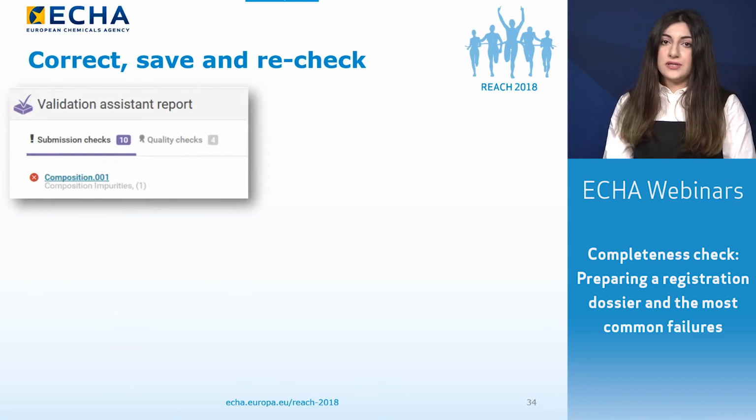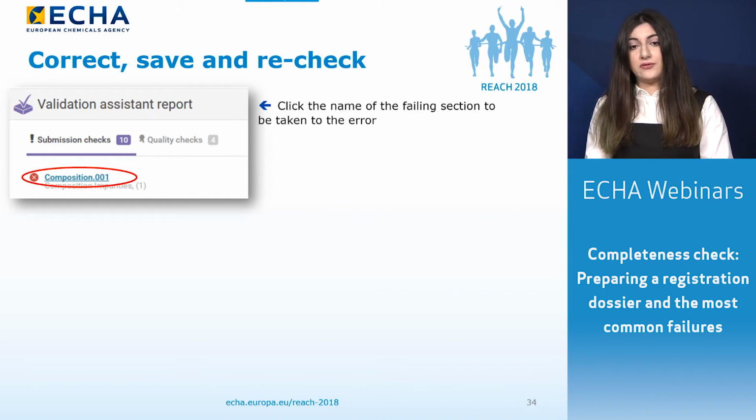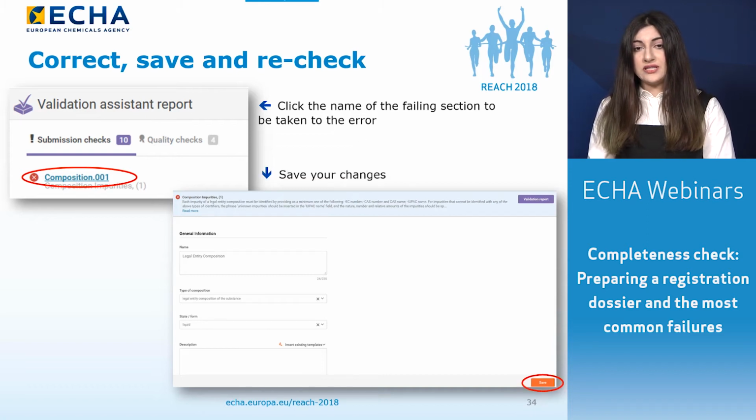So, in order for you to easily navigate to the failing section, click on the name of the failing section to be taken to the failure location. After you have done all the necessary changes to the failing section, make sure to save your changes by clicking on the Save button in the bottom of the Euclid user interface. And after that, in order to go back to the validation report, click on the Validation Report button at the top of the Euclid user interface.